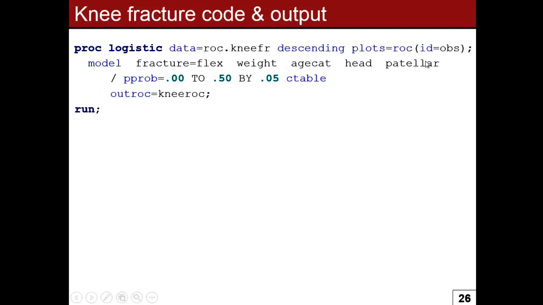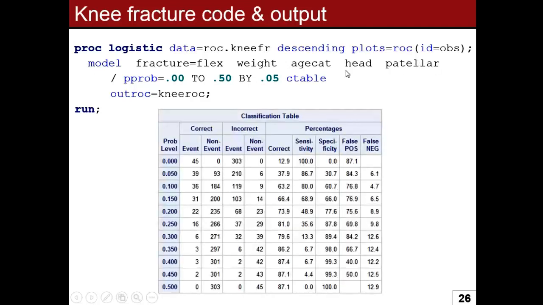There's some extra stuff here. I'm going to show you this option, slash pprob 0 to 0.5 by 0.05, and ctable, which is asking for something that looks like this. Actually, exactly like this. These are the 2x2 tables at each determined cut point. It's not arranged in an optically nice way, but each of these four cells corresponds to the 2x2 table you would have made at that cut point, and here it's showing just 0.5.